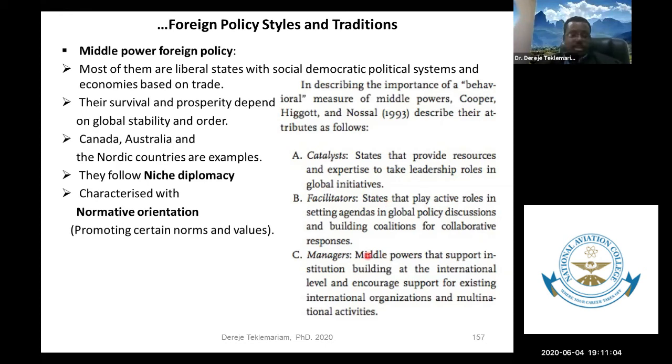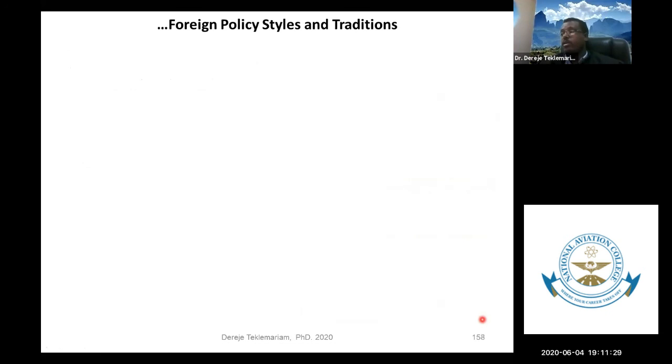Remember, leaders and managers are different. When we say managers, normally they never use force or like that, but they really set agendas. They really serve as catalysts. Middle powers support institution building at the international level and encourage support of existing international organizations and multinational activities. By doing so, these middle powers are considered as the middle powers in foreign policy.